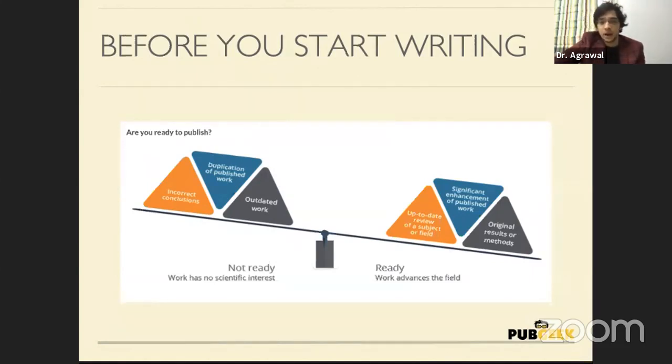So after you've determined that your results are original, a significant enhancement of published work, and an up-to-date review, right? Even when you get your results, you can again stop and ask yourself if you're meeting these criteria before you start writing your article, right? That again saves you time, saves you the hassle, and helps you move on to other projects that you may want to do. Okay. So at multiple points in the research cycle, you have to ask yourself, okay, is this what I'm doing right, or is this what I'm doing wrong?